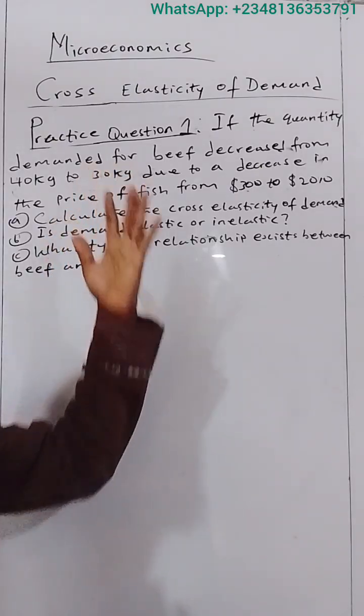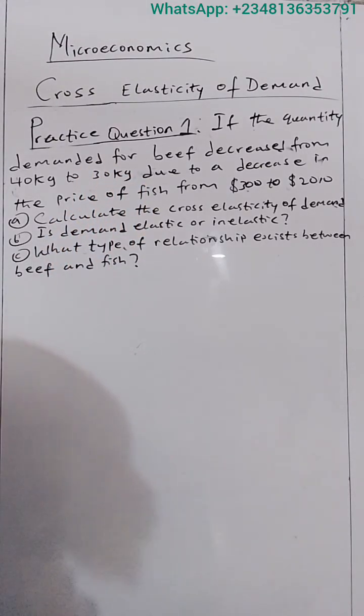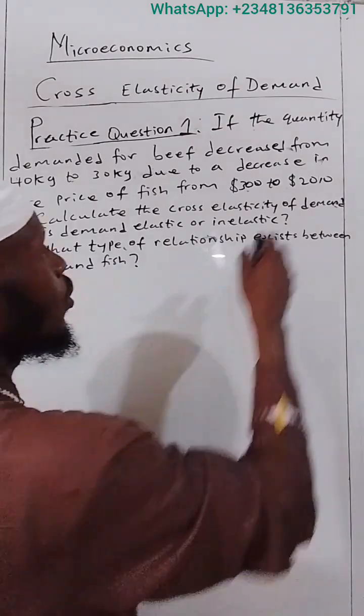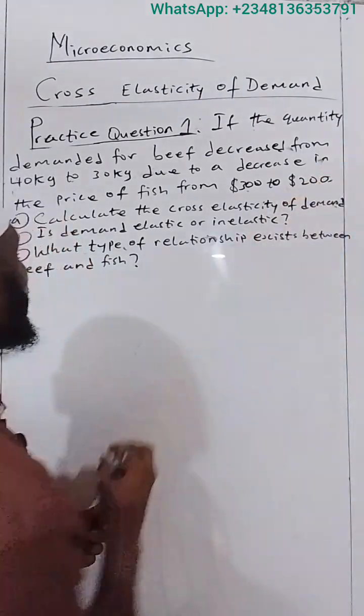In this class, I'll be solving this practice question on cross elasticity of demand. The practice question goes thus: if the quantity demanded for beef decreased from 40 kilogram to 30 kilogram due to a decrease in the price of fish from $300 to $200. Let me write that clearly.